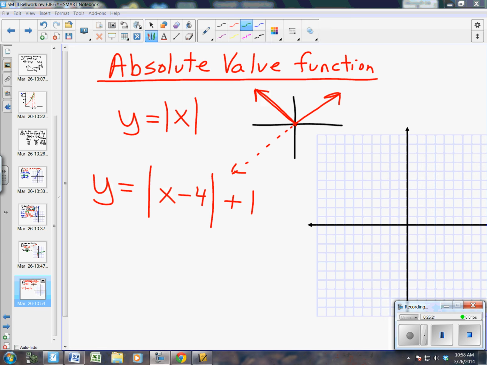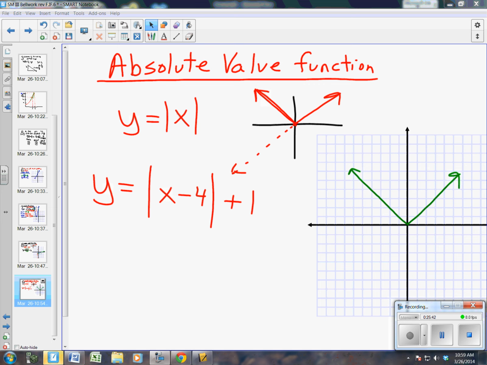Okay, so let's look at it this way. I am going to graph the parent function. It has a slope of 1. So over 1, up 1, to the right 1, up 1, or to the left 1, up 1. You can keep going that way and you can get that function.